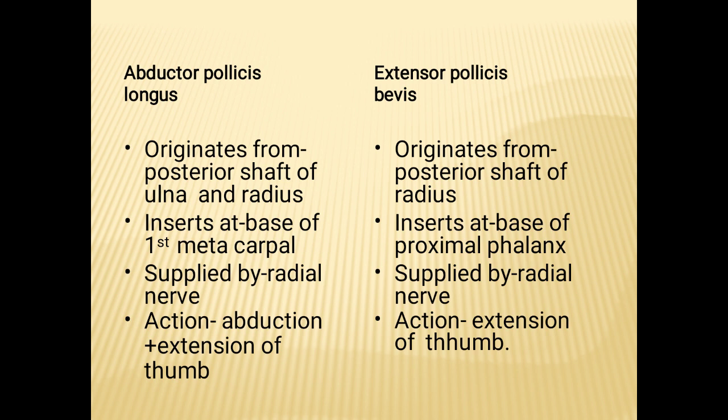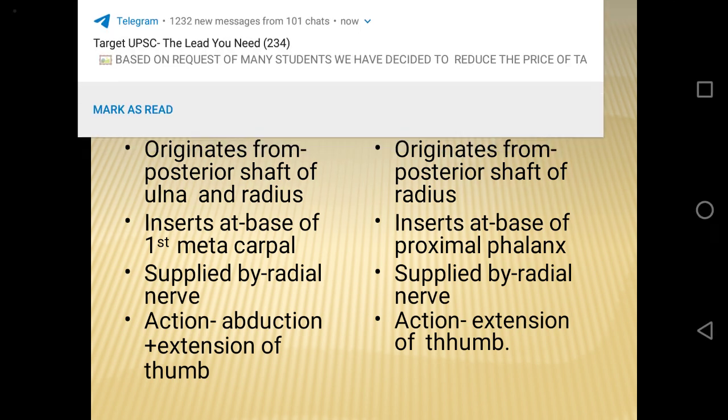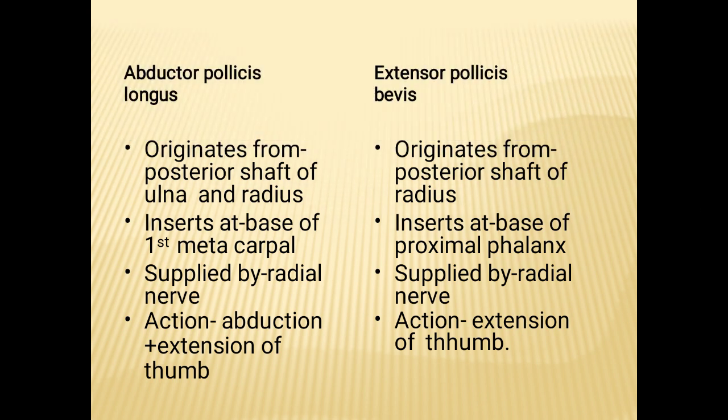We shall see the anatomy of extensor pollicis brevis. It originates from the posterior shaft of the radius, inserts at the base of the proximal phalanx of the first ray of the thumb, and is supplied by the radial nerve. Its action is extension of the thumb. As the name suggests, it's extensor pollicis brevis. I apologize for the spelling mistake here.